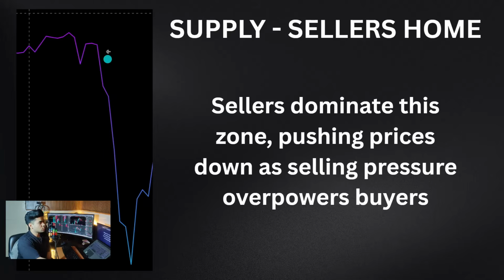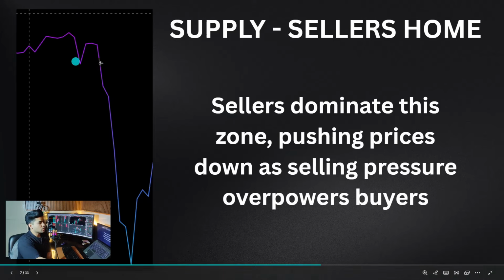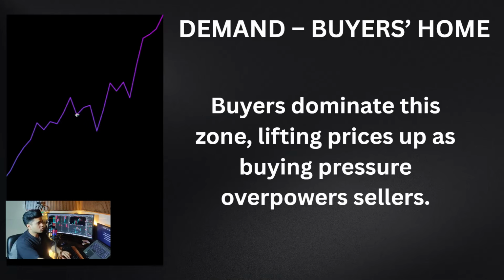Let's say that this is the zone that I'm talking about. This is the supply, the sellers' home. Sellers dominate this zone by pushing the prices towards the downside like this. The number of sellers is more, so they have overpowered the buyers, as I just told you, and the similar goes for the demand. The price eventually moves up because in the long game the buyers have dominated that particular zone, lifting the price higher, again overpowering the sellers. So that is how the price chart will look.